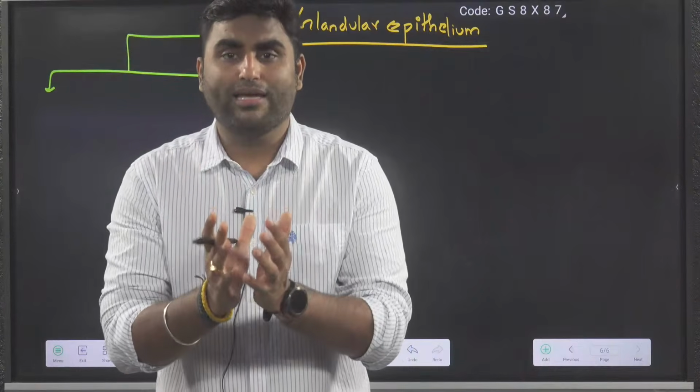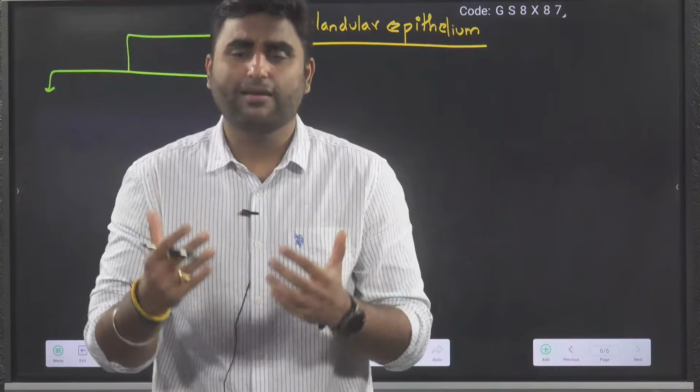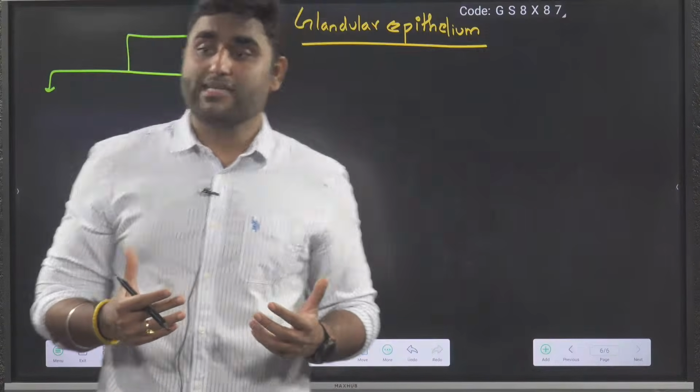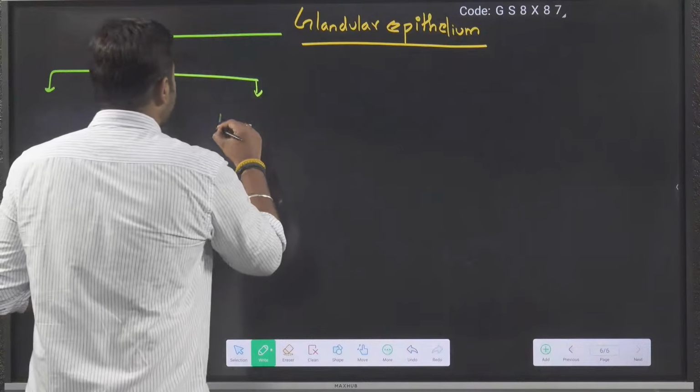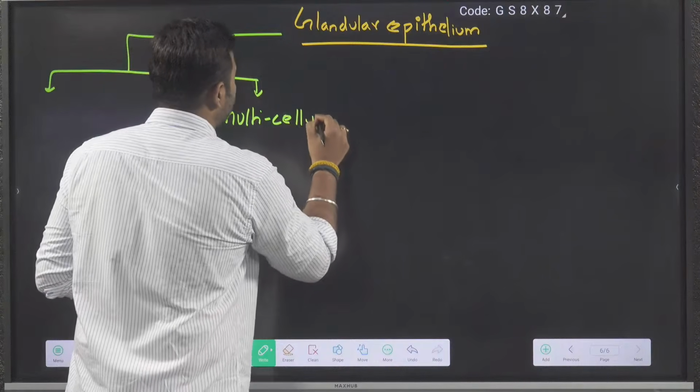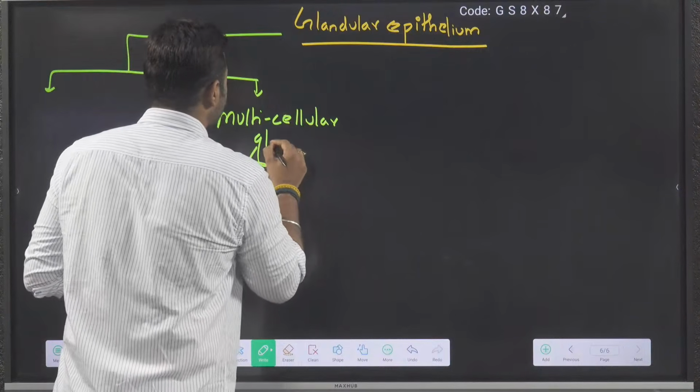Majority of your body glands, pituitary, thyroid, adrenal, pancreas, they all are multicellular glands. What are they? Multicellular glands. Okay.